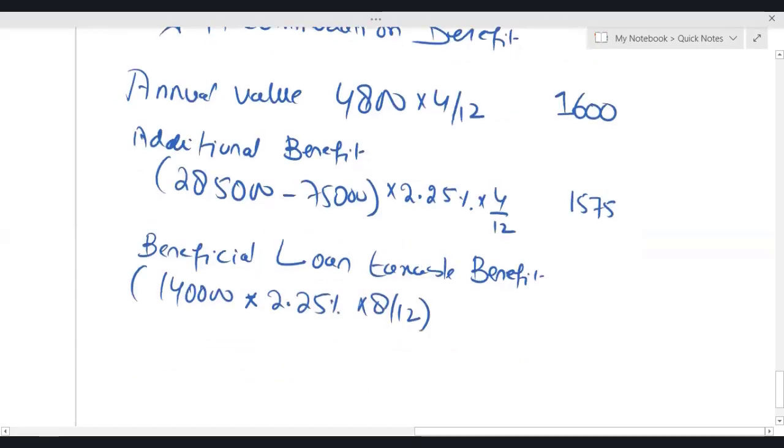Can anyone give the answer? What is the answer? 1,40,000 into 2.25%, then 8 upon 12. Students, please reply. One lakh 40 multiply by 2.25%. 2,100.